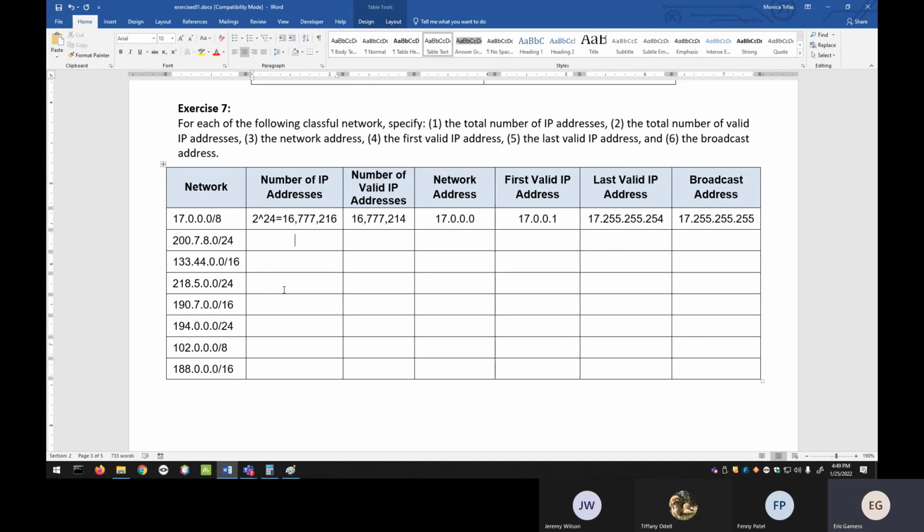Each bit of the host part has two possible values, 0 and 1. So for each bit, I have two possible values. So 2 times 2 times 2 times 2, 8 times, will give me 2 to the power of 8. What is this value? 256 IP addresses. So in this network, in total, we have 256 IP addresses. Of course, we will go from .0 to .255. Okay? So here they ask you, how many of those 256 IP addresses are valid IP addresses?